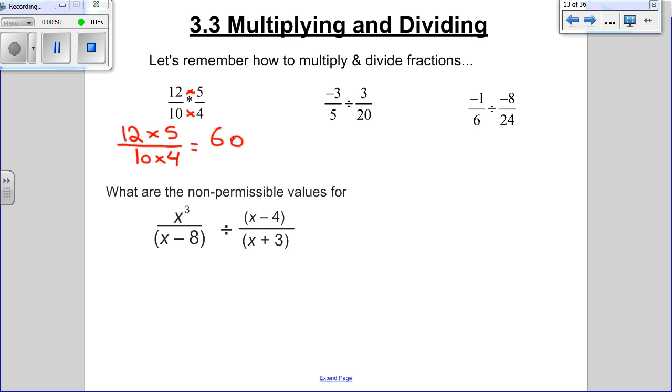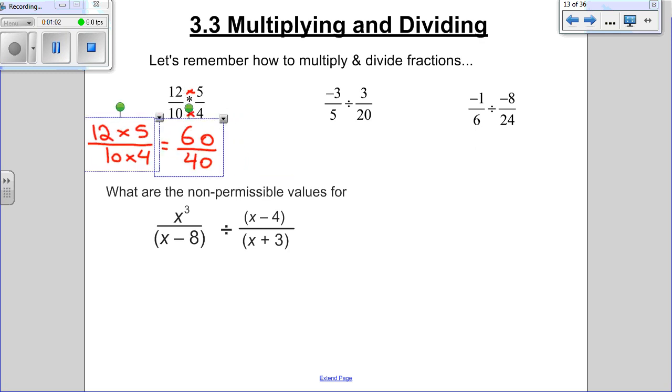It gets that easy. So multiplying, you just go straight across the top, straight across the bottom, and it becomes 60 over 40. And obviously you can simplify that, right? Both those numbers can be divided by 20, so it becomes 3 over 2. But the big thing you need to know is that multiplying is easy. Straight across the top, straight across the bottom.